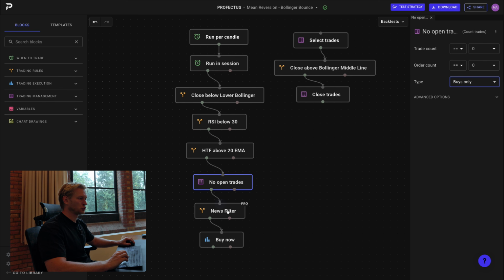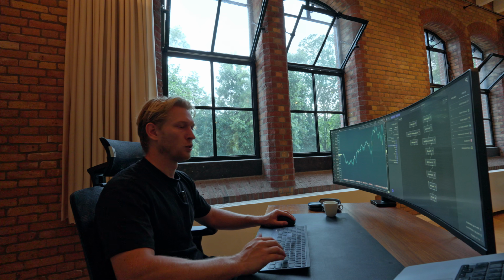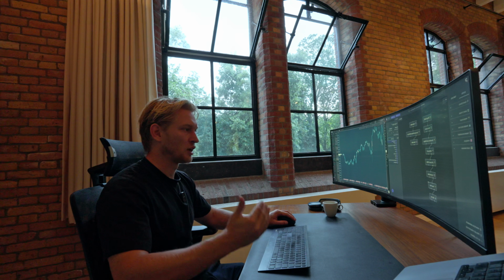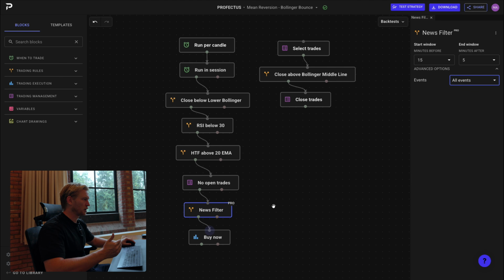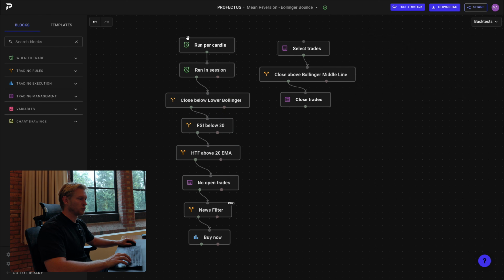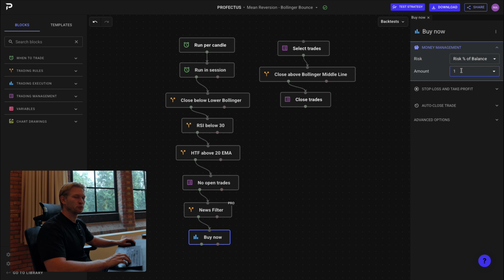If that is also true, we're going to check and use the news filter. And this is the news filter where you can select if you want to trade with news or without news and what type of news, all high impact news. And what we selected here is 15 minutes before we don't want to trade and 5 minutes after. So it will check all these conditions above, of course, every 4-hour close. And then it will check, okay, is there now news nearby? If there is news nearby, it skips the trade. If there's no news, it continues and it executes this buy now with a risk percentage of balance, so 1% risk per trade.